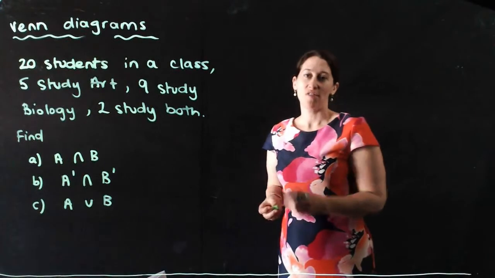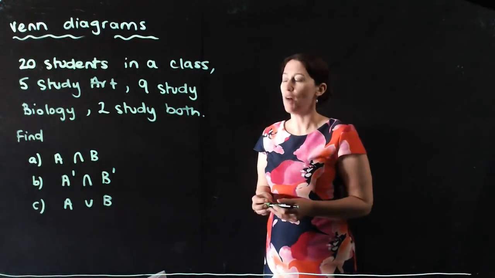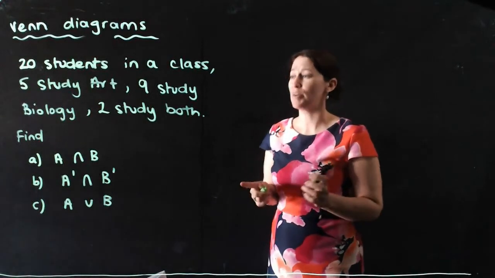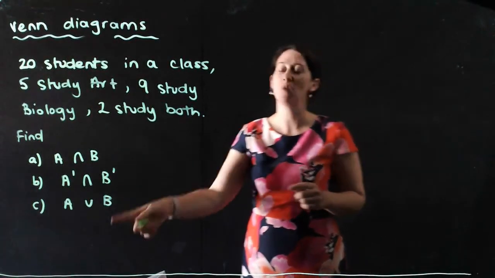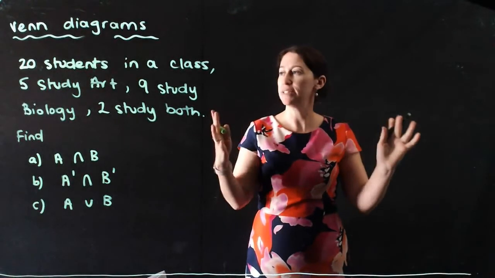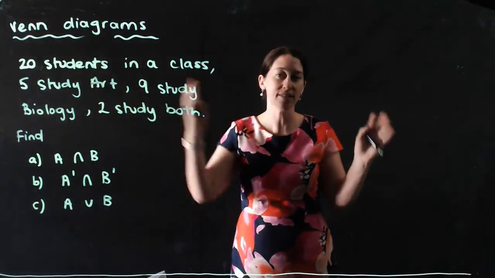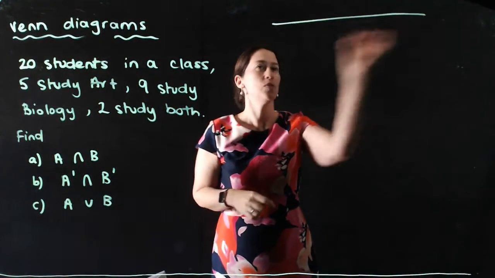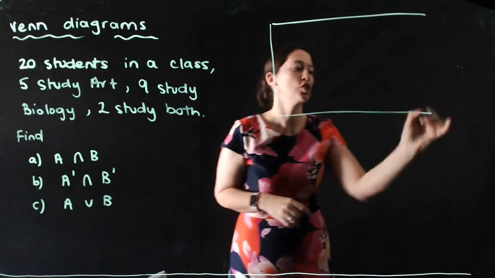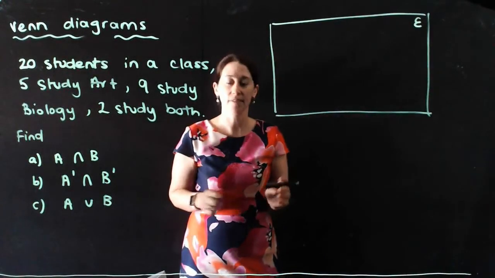I'm going to draw a Venn diagram to represent the scenario over here. We've got 20 students in a class, 5 study art, 9 study biology, and 2 study both. And then we're going to find these things here. So the first thing we need to do is place everything in the universal set in a rectangle. So there are 20 students in our universal set. So we use just a rectangle. You'll draw yours much neater than mine. I always put the E at the top, so that's everybody in there.